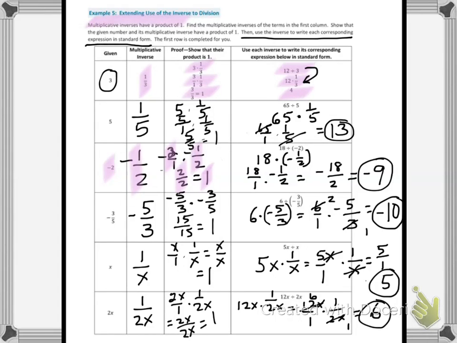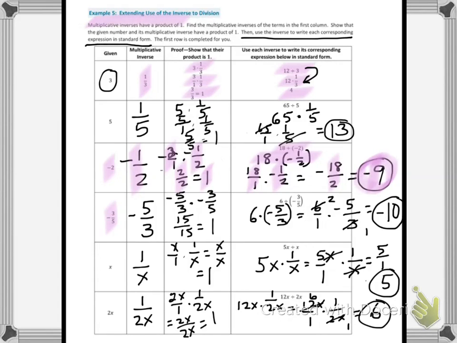Okay, so if I applied that here to 18 divided by -2, which is the same as 18 times -1/2, 18 over 1 times -1 over 2 equals -18 over 2, okay, straight across multiplication, which equals -9. Okay, -9. That's that answer.